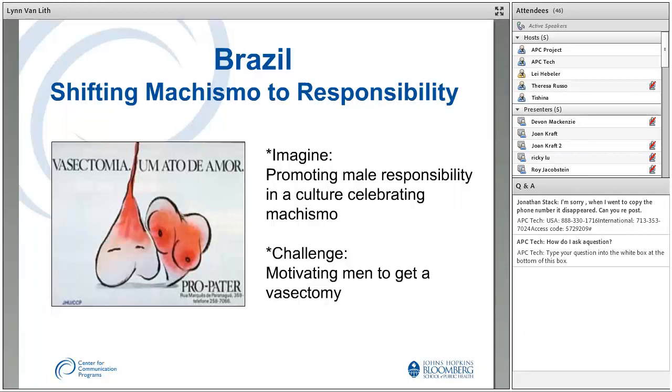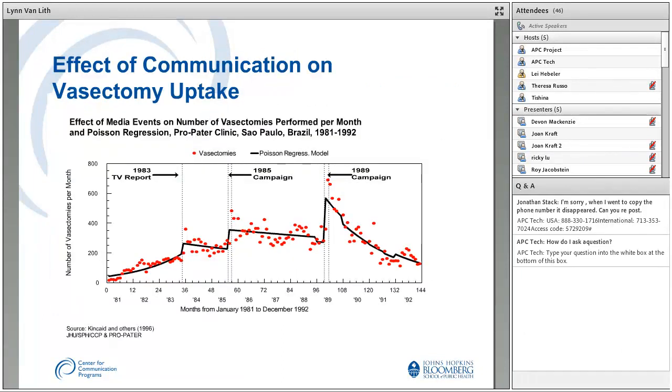So on the next slide, we can see the impact of the campaign. The campaign occurred over a 15-month period, and it was estimated to reach 4 million people throughout that period. Now this slide shows some of the data dating back as early as 1983, and the campaign ended in 1990.